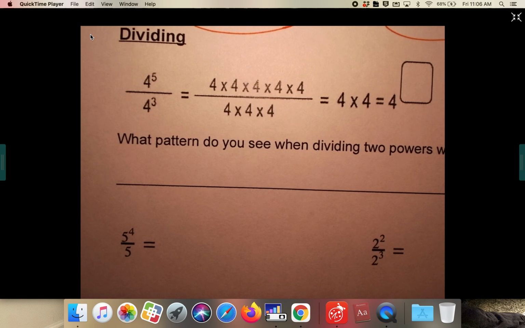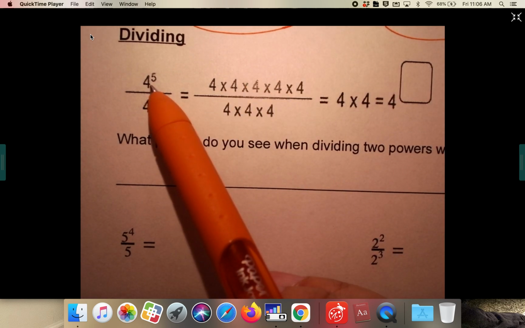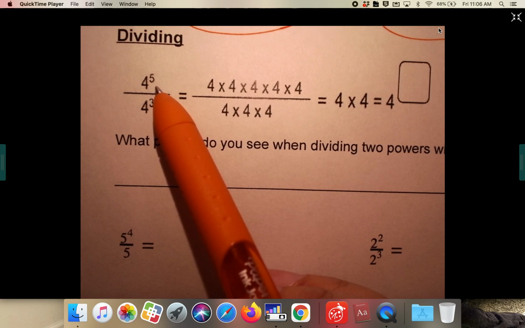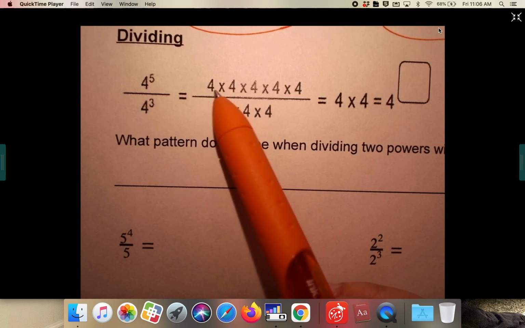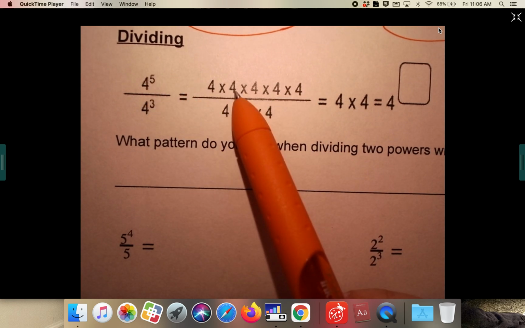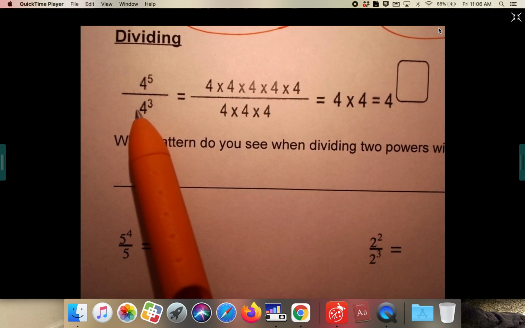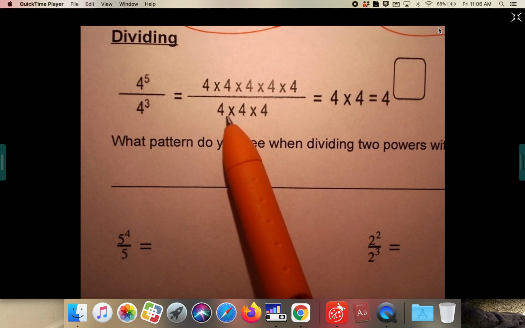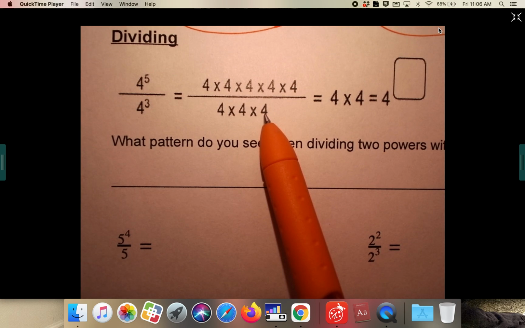So here's what I want you guys to see. I want you to see that 4 to the fifth, if I wrote it out, if I expanded it, expanded notation is what it's called, it would mean 4 times 4 times 4 times 4 times 4. See how there's 5 of them? 1, 2, 3, 4, 5. And on the bottom, or divided by, I have 4 to the third power, which means there are 3 of them. So here's what happens.